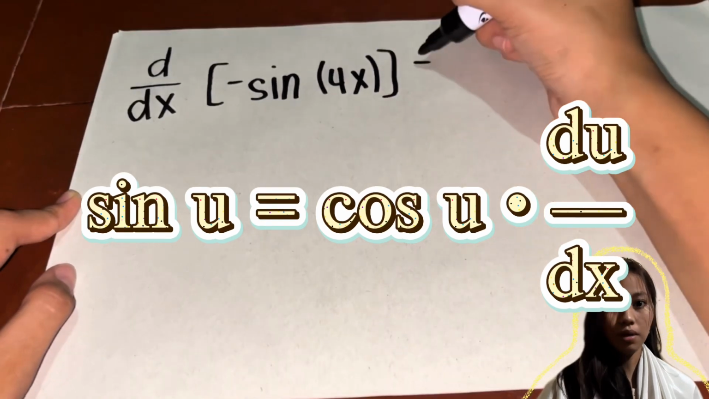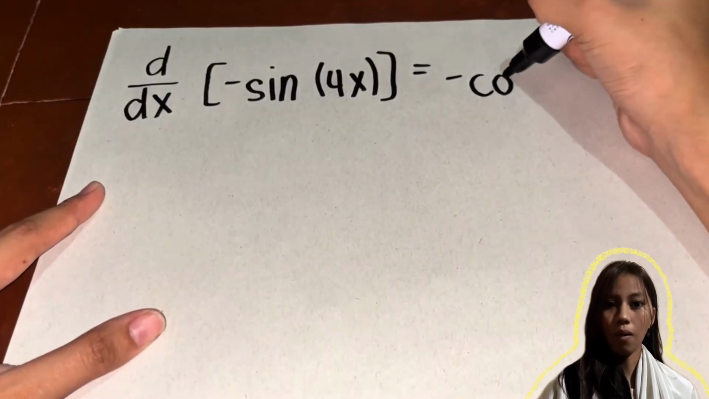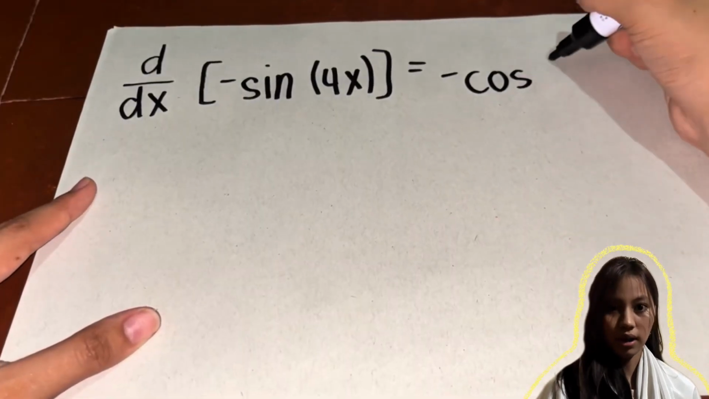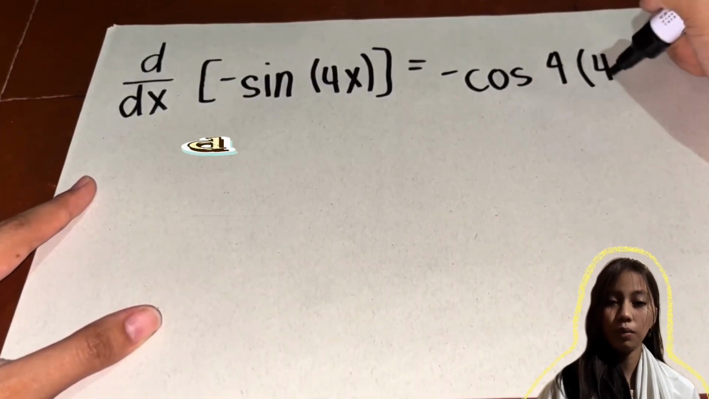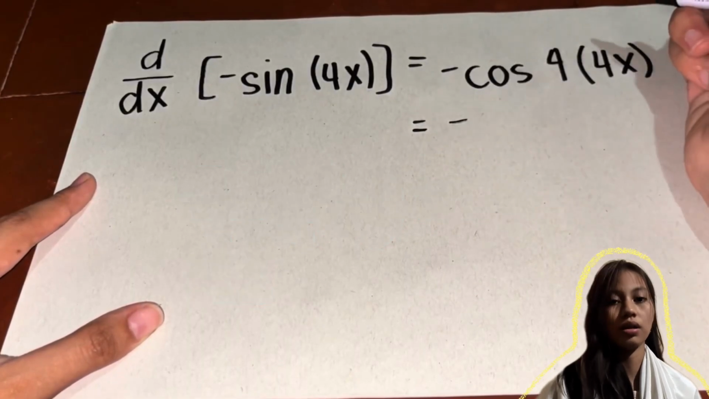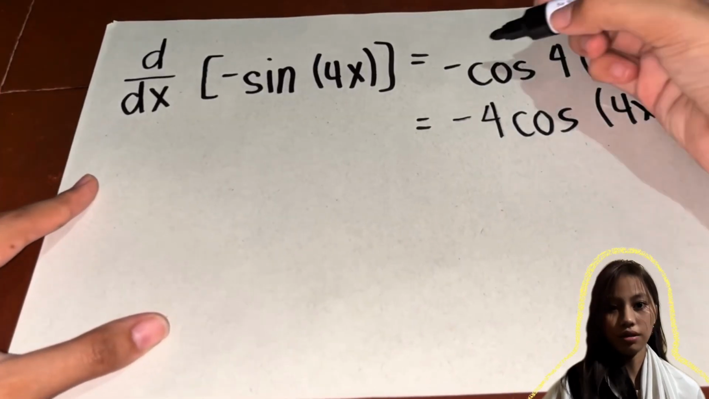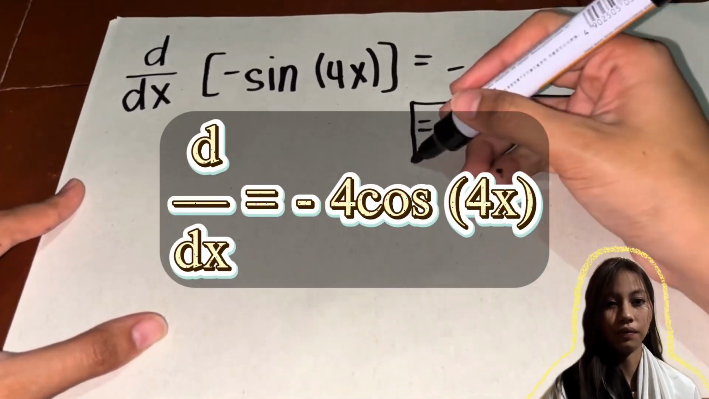First, the formula: the derivative of sine x is cos x. Now, apply it to the given function. Since we have sine 4x, we use the chain rule and multiply by the derivative of 4x, which is 4. Also, include the negative sign. So the final answer is negative 4 cosine of 4x.